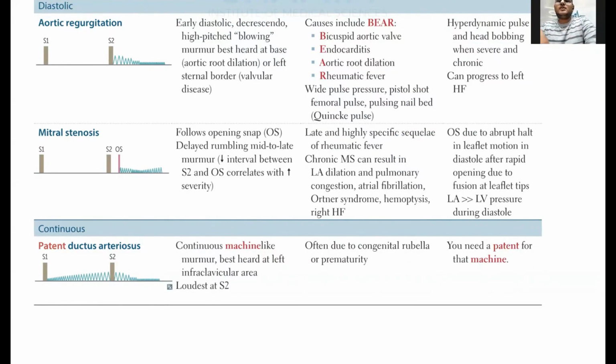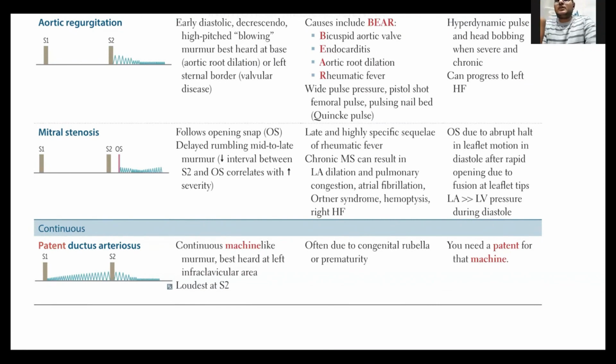अब माइट्रल स्टेनोसिस, हमने तमाम डायस्टोलिक मरमर में कहा था कि वो S2 के बाद होंगे, हमने डिस्कस किया। ओके, अब हम माइट्रल स्टेनोसिस को डिस्कस करते हैं। First of all, very important line that I am telling you: first of all I will say that opening snap, okay, opening snap, delayed rumbling mid to late diastolic murmur. Opening snap and mid to late diastolic rumbling murmur. This is characteristic of mitral stenosis.